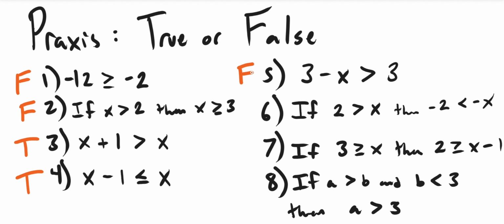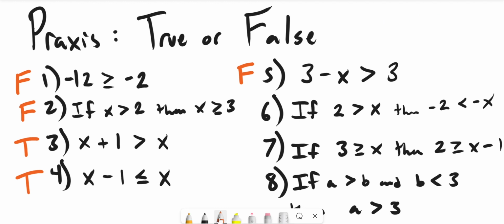If we only had x positive, then this would be true. But it's not even true if we included 0. What if x was 0? 3 minus 0 is just 3, and 3 is not greater than 3. We would never say x is greater than x. That's a false statement always.